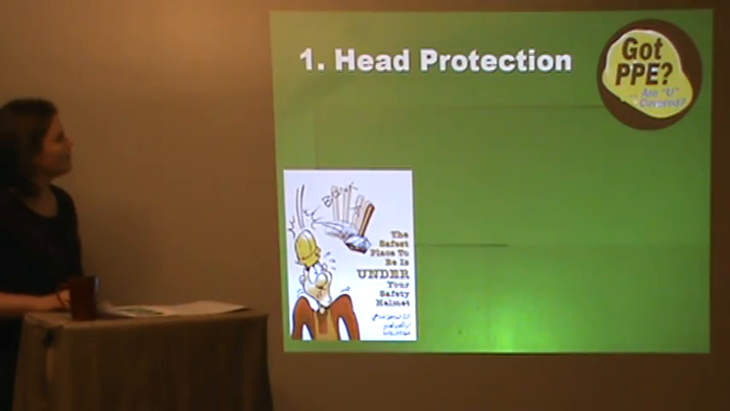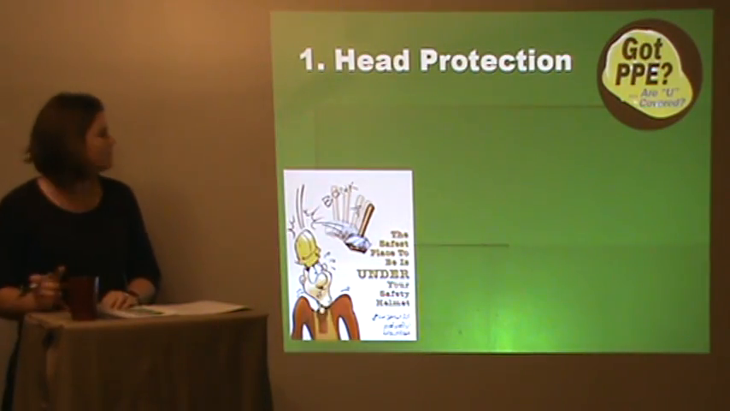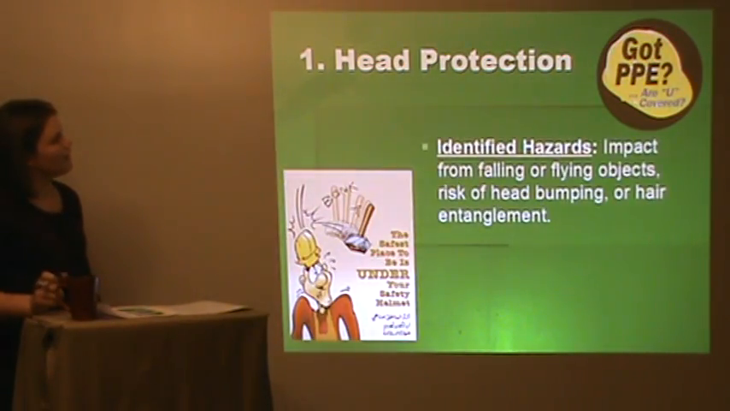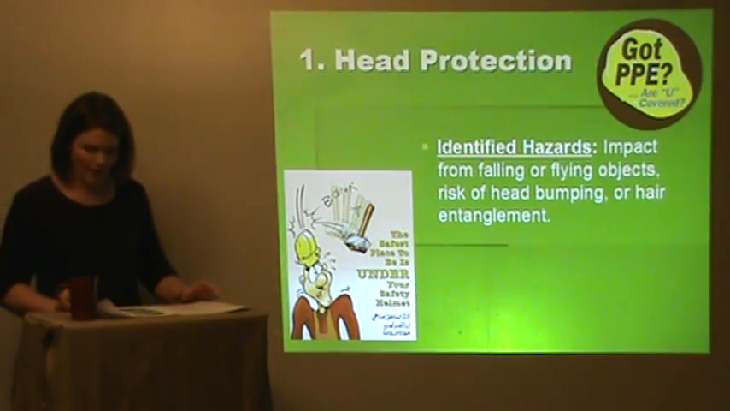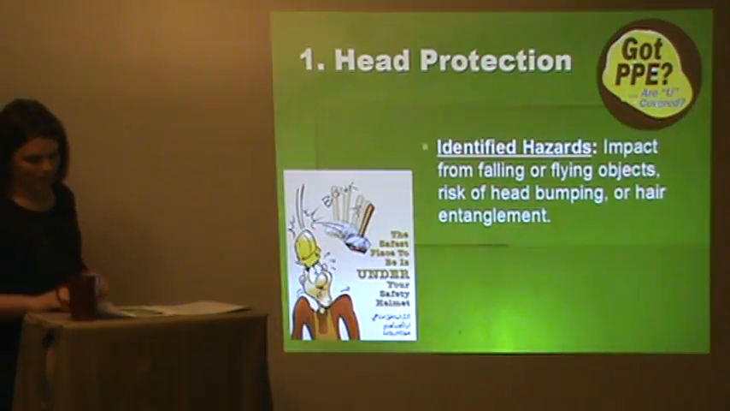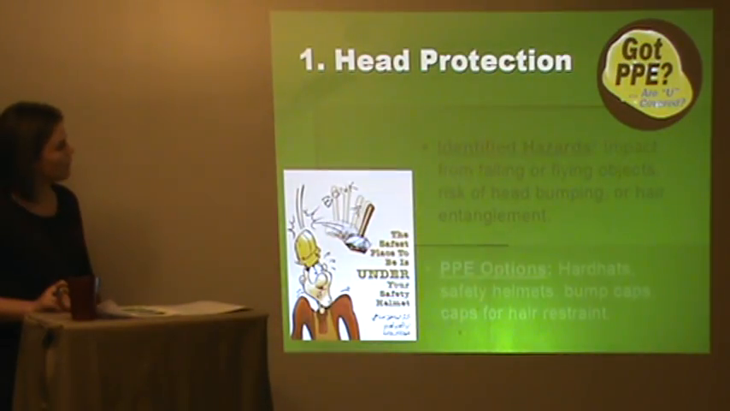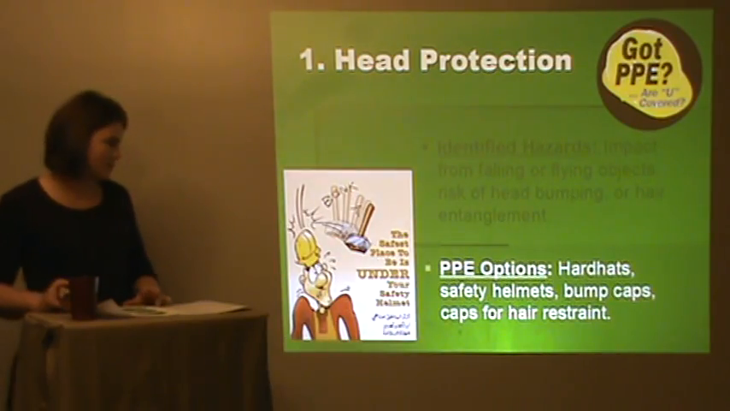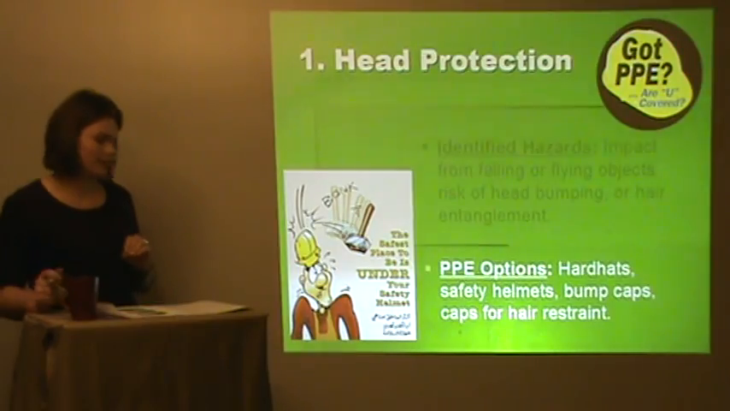The first category of PPE is head protection. If you are in danger of impact from falling or flying objects, as you can see from the guy in the picture, the safest place is to be under your safety helmet. There are also other options for head protection, which are hard hats, safety helmets, bump caps, and hair restraint caps if needed.